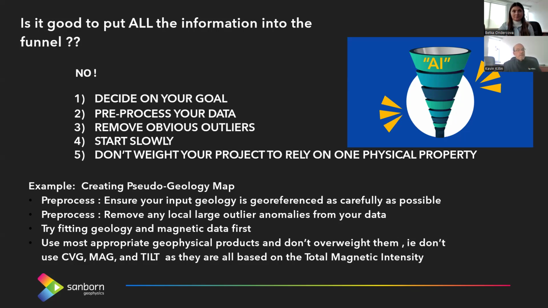But what we didn't want to do was start throwing in all of the layers and then overweight our data with one physical property. If we threw in all of the derivative products of the mag, for example, the data would have been very heavily weighted in terms of delineating the mag. So there are a lot of different combinations.